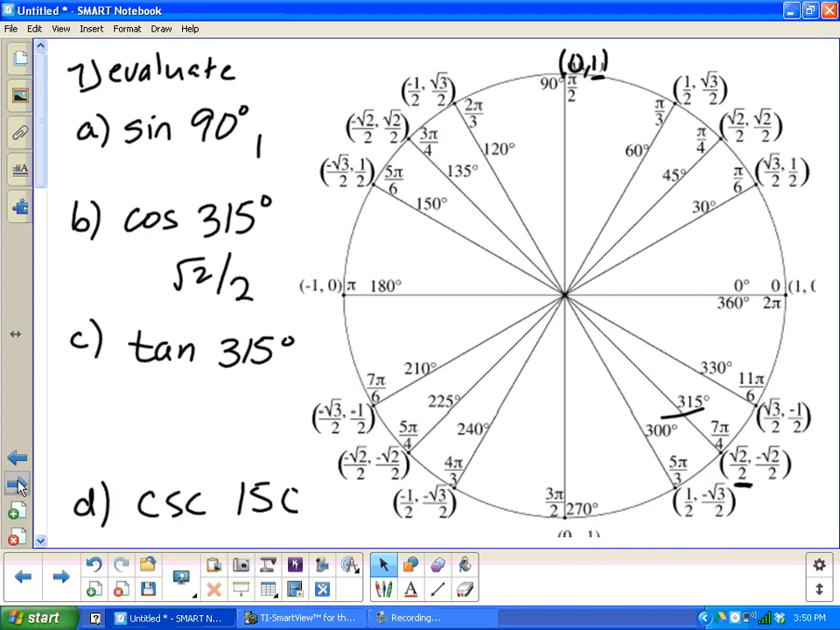All right, part C, the tangent of 315 degrees. So now on 315 degrees, again, the tangent is the sine over the cosine. So it would be this negative square root of 2 over 2 divided by square root of 2 over 2. Now, since they're the same numbers, they would just cancel out. Now, the negative sign would still be there, so that would just leave me with -1.